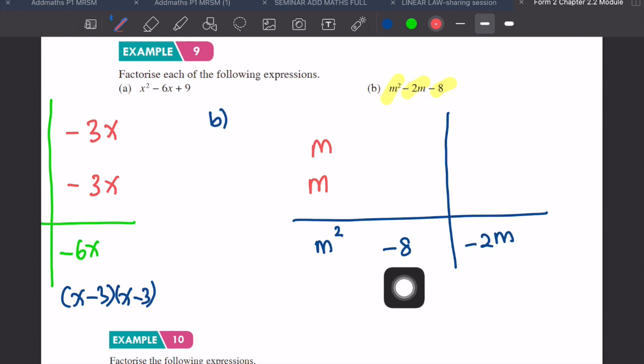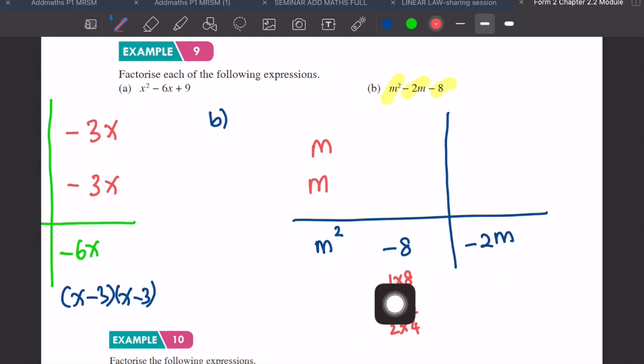Okay, next tengok. Okay, abaikan dulu negatif. Tengok nombor 8. Apa nombor yang kita darab dapat 8? Cuba senaraikan. 1 darab 8, 8 darab 1, 4 darab 2, 2 darab 4. Okay, next kita tengok. Apa kombinasi dua nombor ni kalau saya tambah atau tolak, saya dapat 2?